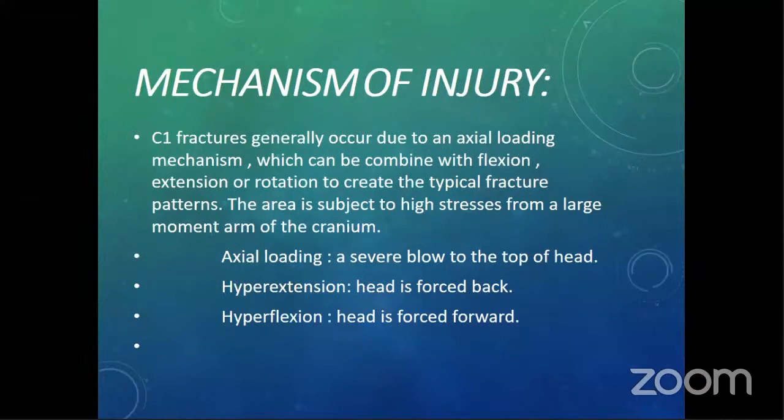Okay, so let's try to find out what possibly leads to fracture of the atlas. Actually, C1 fractures generally occur due to an axial loading mechanism, which is the main mechanism for its injury, which can be combined with flexion, extension, or rotation to create the typical fracture patterns. The area is subjected to high stress from a large movement arm of the cranium. So basically, axial loading is a very severe blow to the top of the head. And hyperextension, hyperflexion, or rotation can also contribute to the fracture of the atlas.